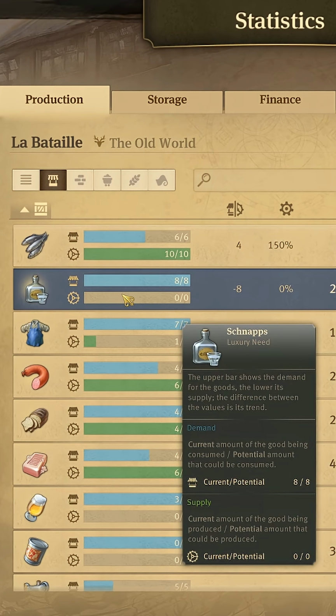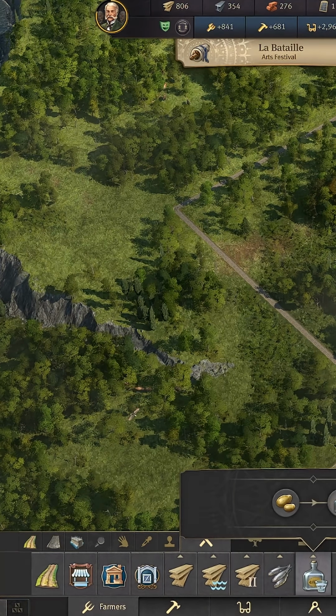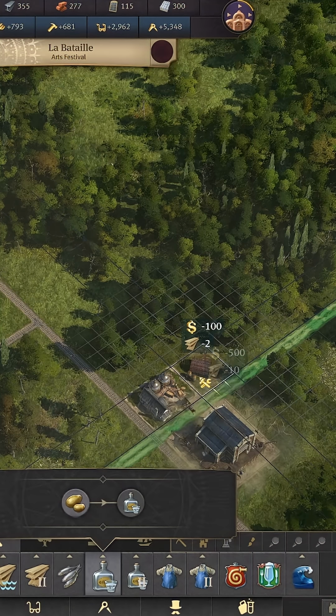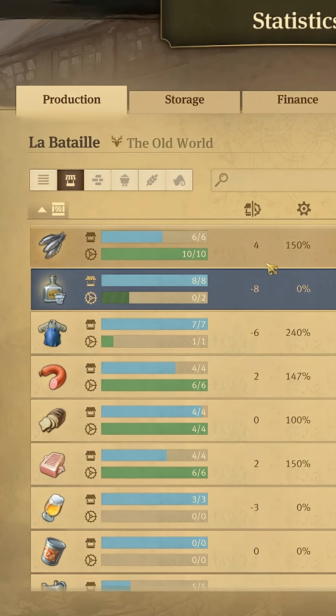One of the easiest ways to understand how many of a particular building you need to meet that demand is just to build one, and then go back to the stats screen and see how that affected the bars on the graph. If you are still underproducing, then build another one until you have met the production that you need to meet demand.